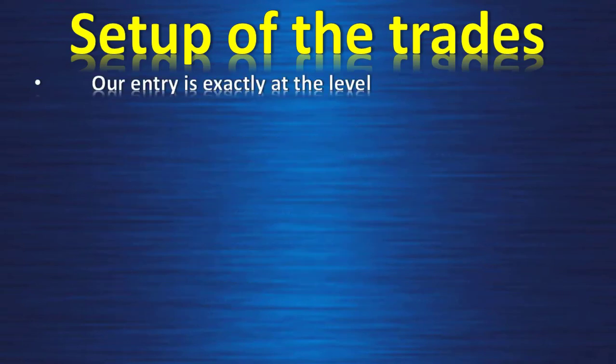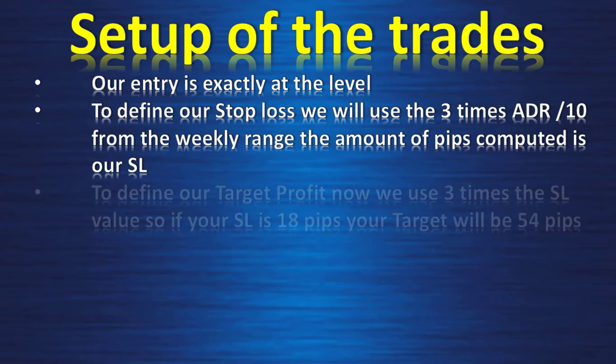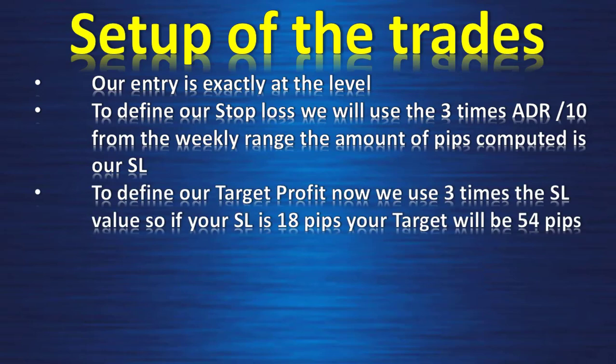Our entry is exactly at the yellow line. To define your stop loss, we will use the 3 times ADR divided by 10 from the weekly range indicator, and the amount of pips computed is our stop loss value. Now to define our target profit, we use 3 times the value of the stop loss. So if your stop loss is 18 pips, your target will be 54 pips.